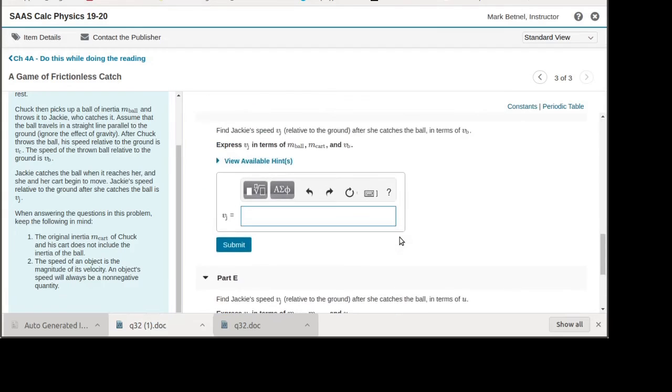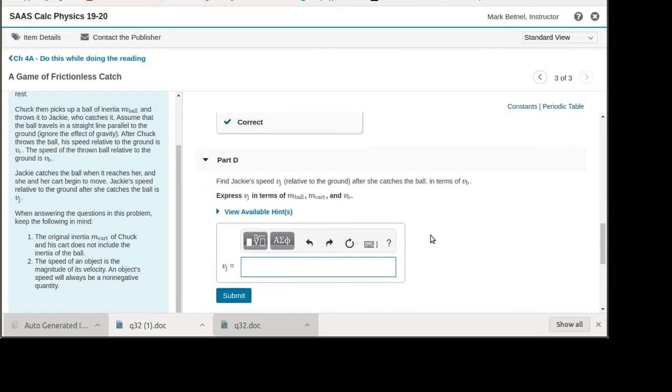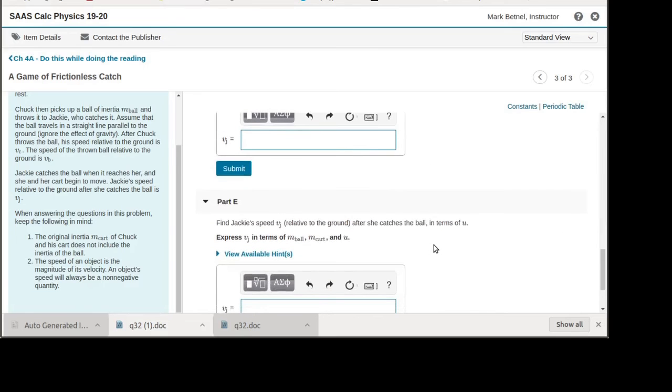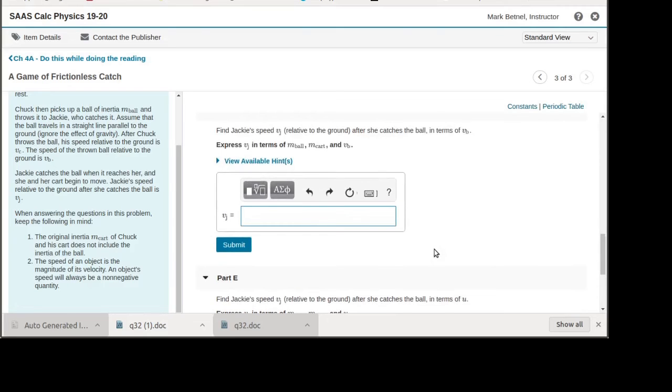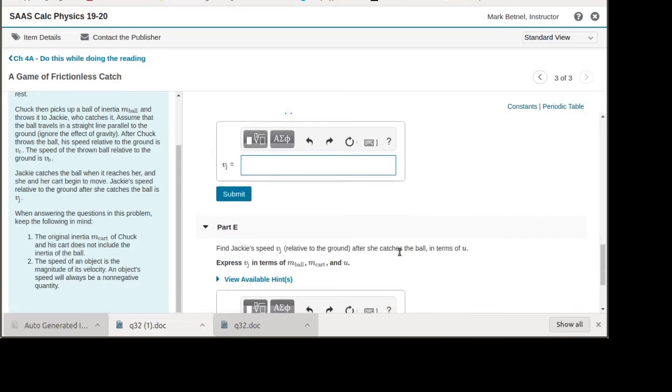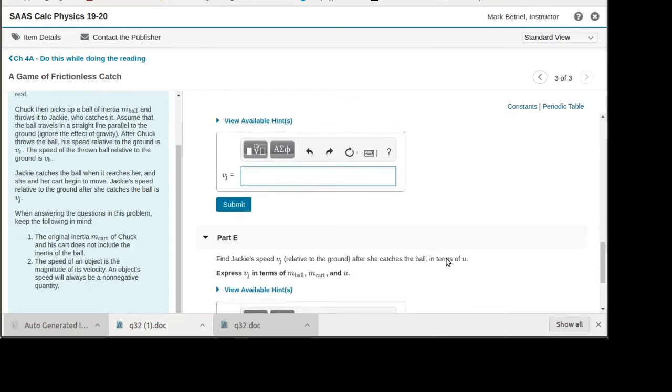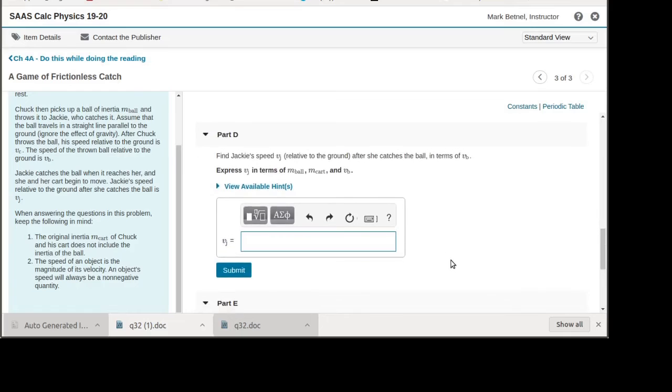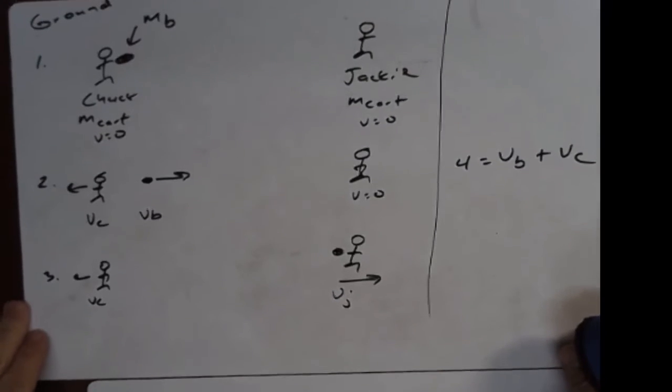All right, the last two parts are about Jackie's speed. What's Jackie's speed relative to the ground after she catches it? And then what's Jackie's speed relative to the ground in terms of the velocity of the ball? Then what's Jackie's speed relative to the ground in terms of u? All right. So to do that, let's go back to the whiteboard again and look at the situation.